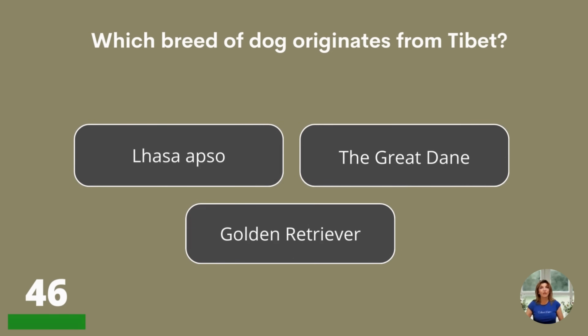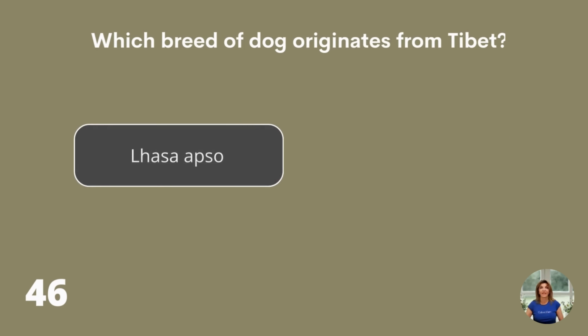Which breed of dog originates from Tibet? The Lhasa Apso, the Great Dane, or the Golden Retriever? The Lhasa Apso.